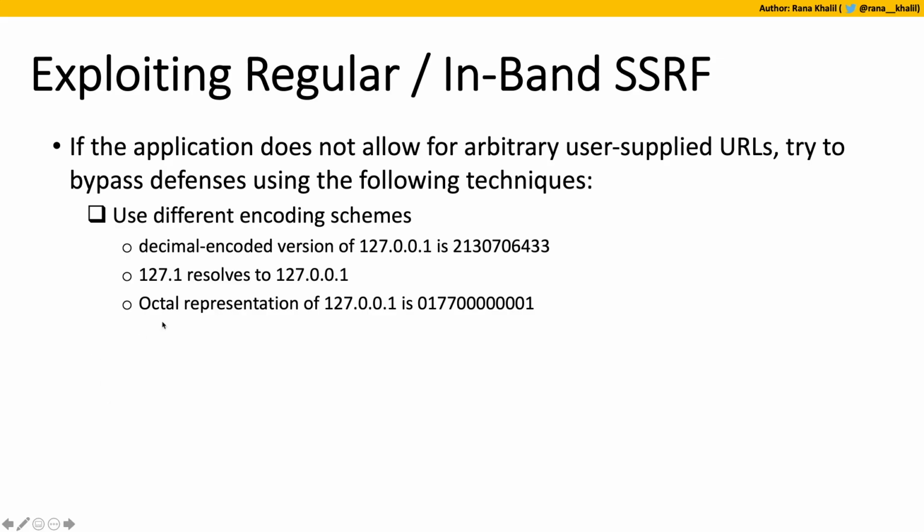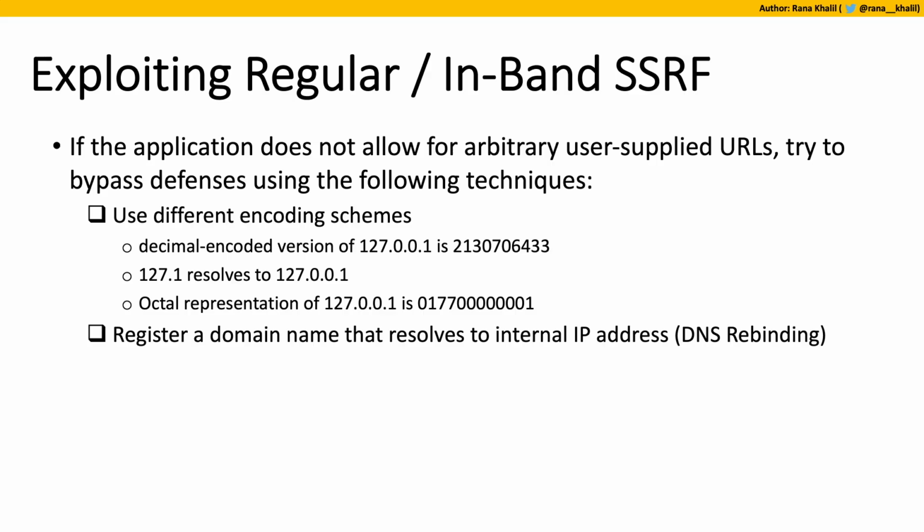Another thing that you could do is use the octal representation of localhost, which is 0177, a bunch of zeros, and then a 1. So if you use the URL http:// and this number over here, it resolves to localhost and you bypass the blacklist defense. And this is why you should definitely not use blacklists in order to defend or mitigate SSRF vulnerabilities, because there's a ton of ways you could bypass these blacklists, and this is just a few examples of them.